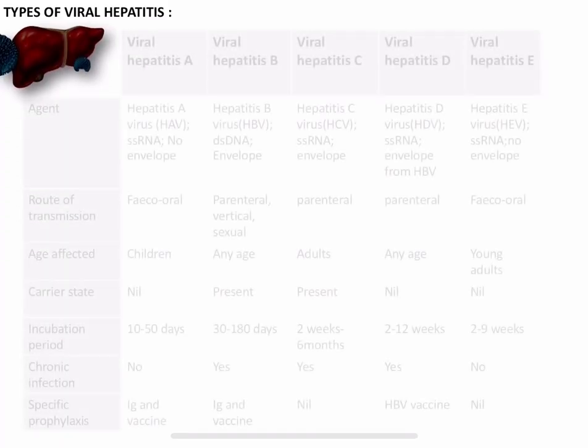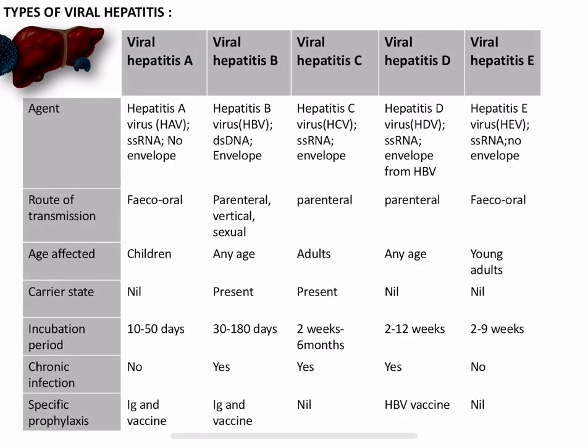The types of viral hepatitis. We have viral hepatitis A, B, C, D, and E. Viral hepatitis A to C have been discussed in our previous sessions. You can find the videos in the playlist. Today's video will be focused completely on viral hepatitis D. Let us quickly brief through viral hepatitis D.